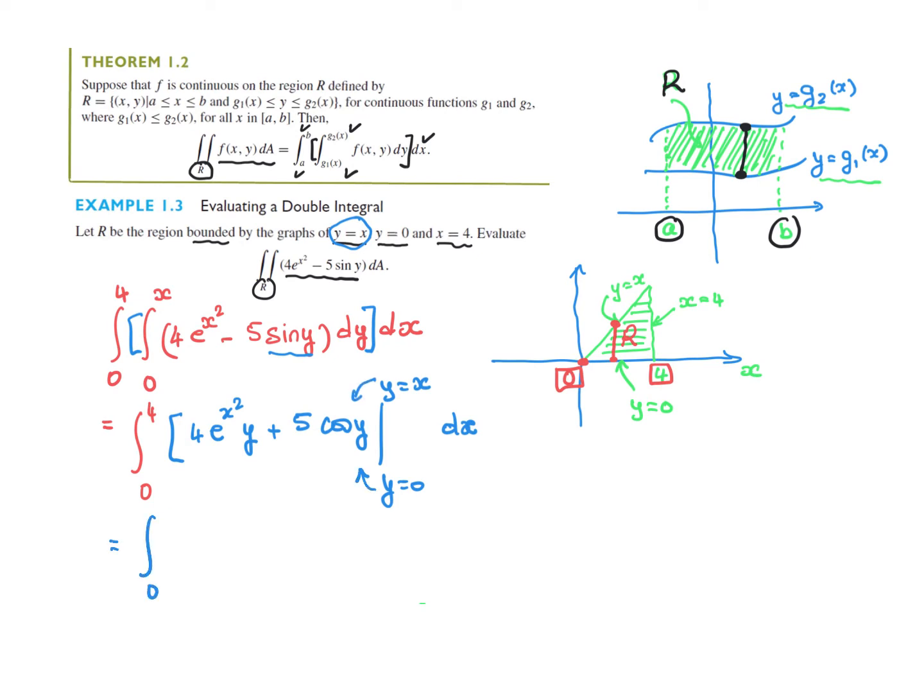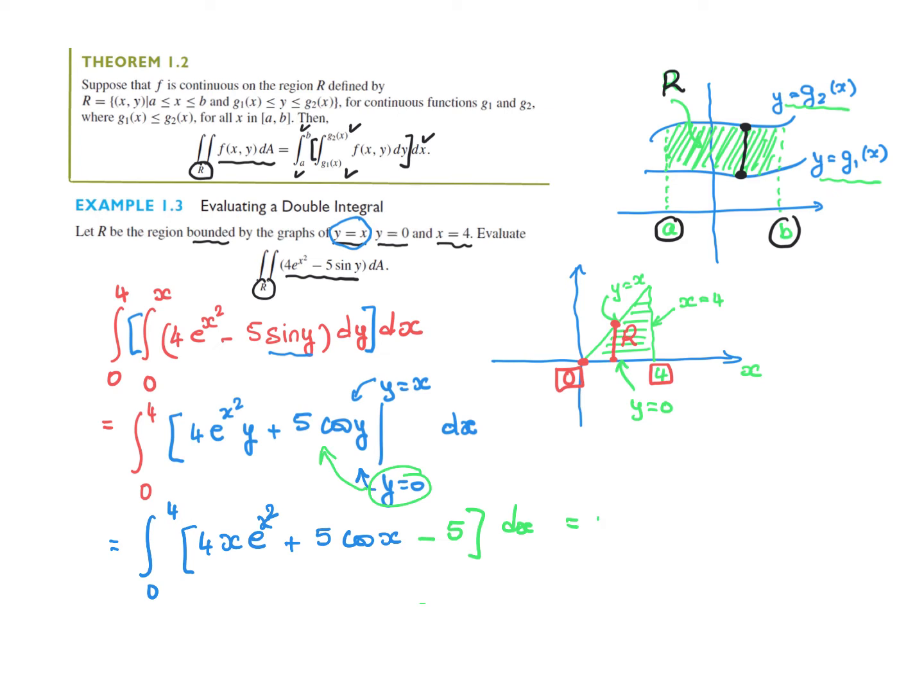It's going to be 0 to 4. The substitution will give us 4x e^(x squared) plus 5 cosine x, and then when we substitute by 0, when we put y equals 0 in this expression, we will get the 5. So it's going to be minus 5, and then all of this integrated with respect to x.